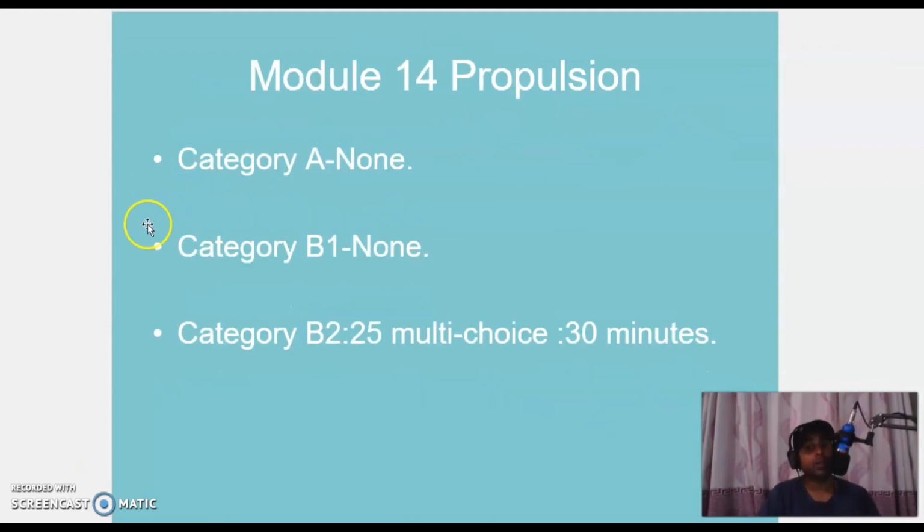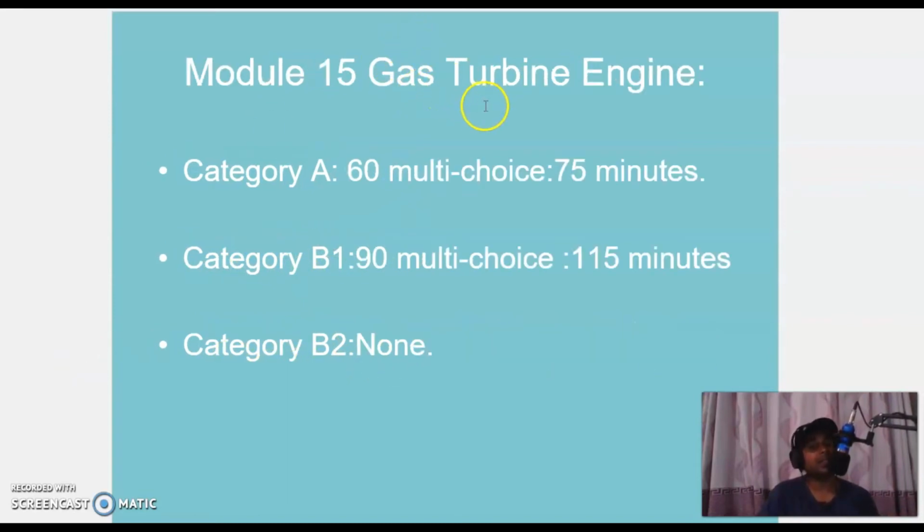Module 14 propulsions: category A they don't want to do, category B1 they don't want to do, category B2 has 25 MCQs, 30 minutes. I really like these modules. Gas turbine: category A has 60 multiple choice questions, 65 is a bit tricky, and category B1 has 90 MCQs, 150 minutes. Category B2 they don't want to do this one.